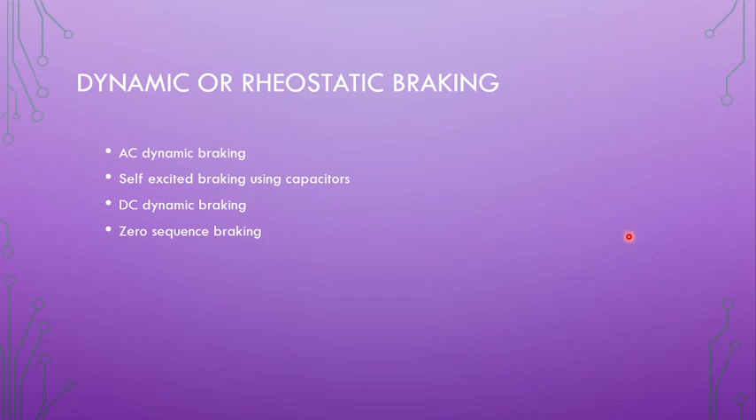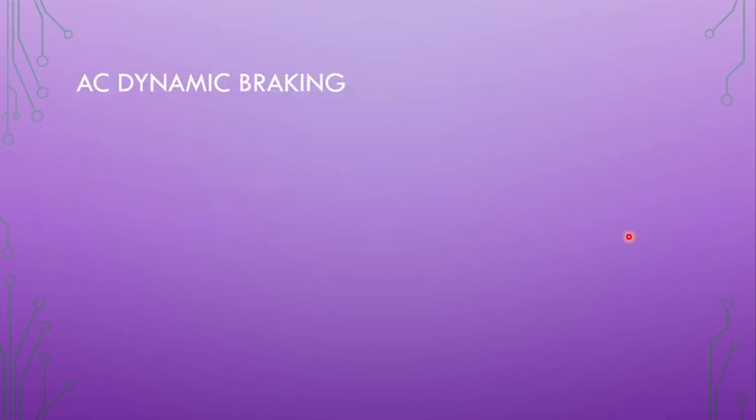So let us have a look at these topologies one by one. First we'll see the AC dynamic braking. AC dynamic braking is obtained when the motor is run on single phase, a three-phase motor running on a single phase. Okay, AC dynamic braking can be obtained.